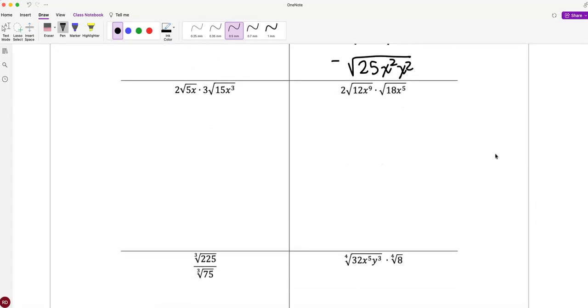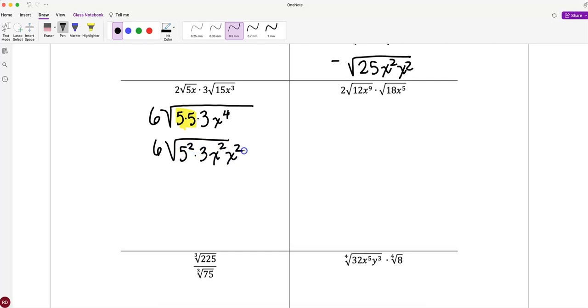Here, if I multiply, the things that are outside the radical, 2 times 3 is 6. And then under that radical, you've got what? When I multiply 5 times 15, I get 75, which is not a perfect square. So I can think of this as 5 times 15, which is what? 5 times 3 times 5, and then x to the 4th. So what I see here is that's going to be a perfect square. So I can write this as 6, the square root of 5 squared times 3, x squared.